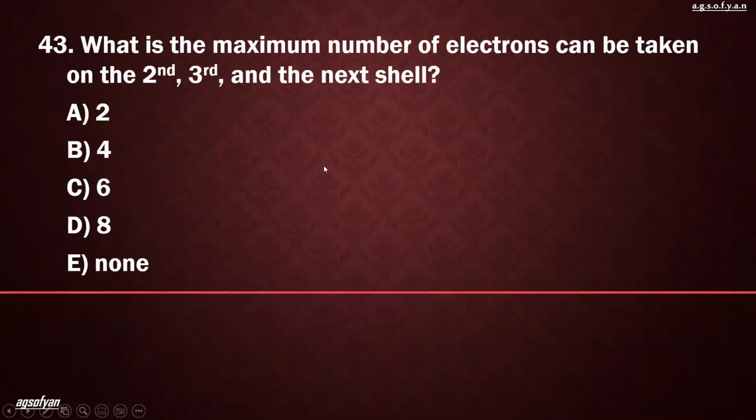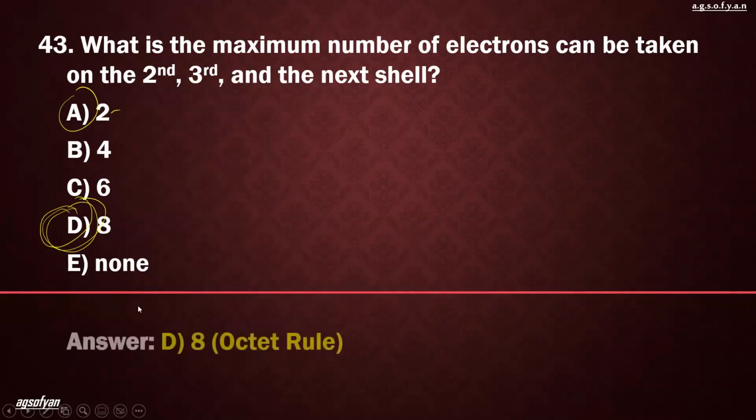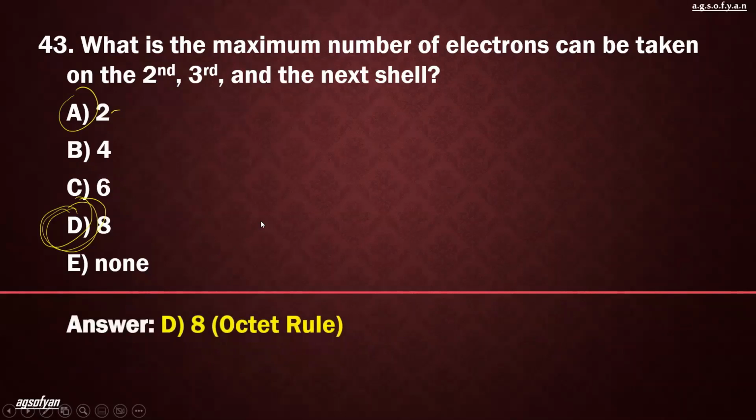How about this one? What is the maximum number of electrons that will be taken on the second, third, or the next shell? 8. Yeah, 8. Just remember, 2 and 8. The first one 2, the rest should be 8. Okay? So that's called the octet rule. Octet means 8.